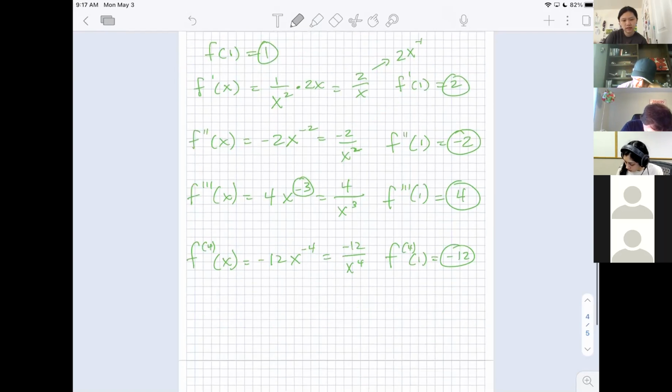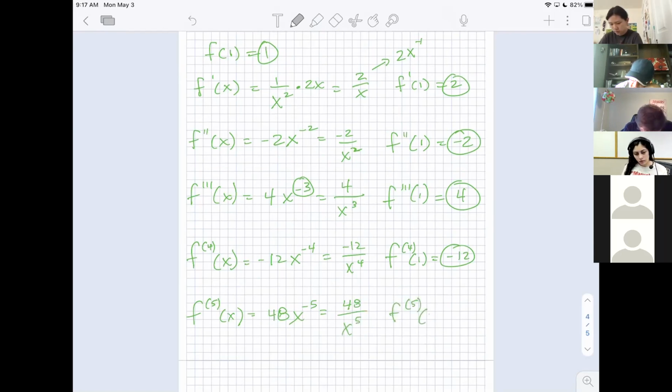Because in the next term, I'm going to take negative 4 times negative 12, and it's going to be back to a positive again. And so I evaluate that as 48 over x to the fifth, which just means the fifth derivative evaluated at 1 is just 48. So notice the numbers are starting to get big, but they're going to alternate plus, minus, plus, minus. That's interesting.